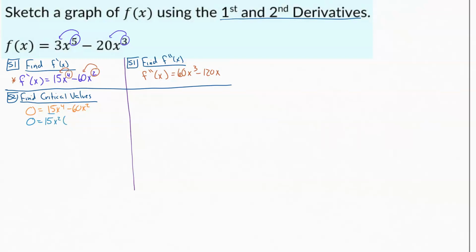So pulling the 15 out of there brings that. Taking 2 x's out leaves me with an x squared, minus pulling 15 out of 60 gets me a 4, and then I pulled all of that x squared to the front. So we end up with 15x squared times x squared minus 4.